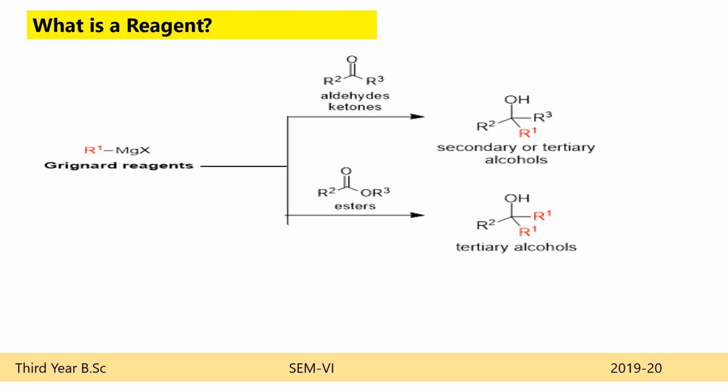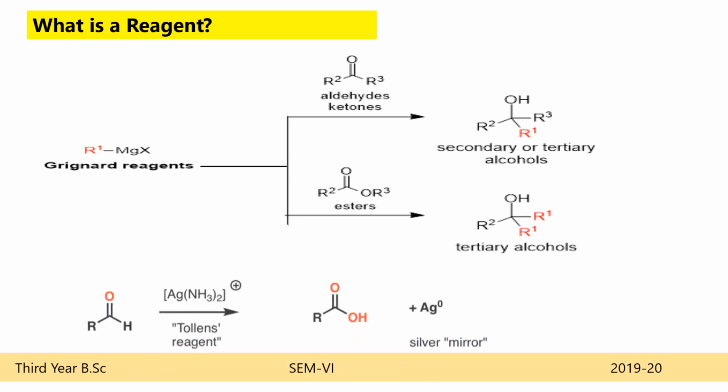When the Grignard reagent is reacted with an aldehyde or ketone, it gives a secondary or tertiary alcohol, and when the Grignard reagent is reacted with an ester, it always gives a tertiary alcohol. So Grignard reagents are extremely useful organometallic compounds in the field of organic chemistry. They exhibit strong nucleophilic qualities and also have the ability to form new carbon-carbon bonds.